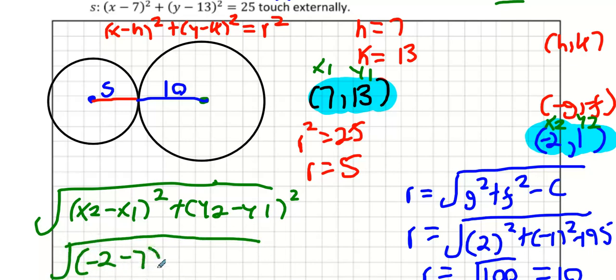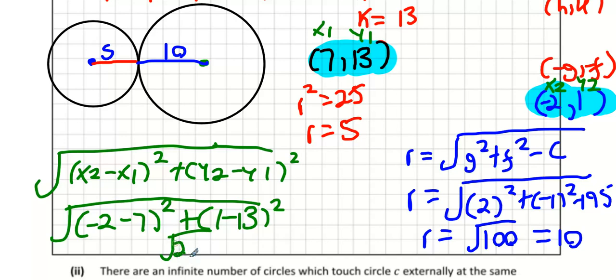-2, -7 squared, and then what else? 1 take away 13. Throw all that into the calculator. It's going to kick out root of 225, otherwise known as 15, and lo and behold, we're on to a winner.